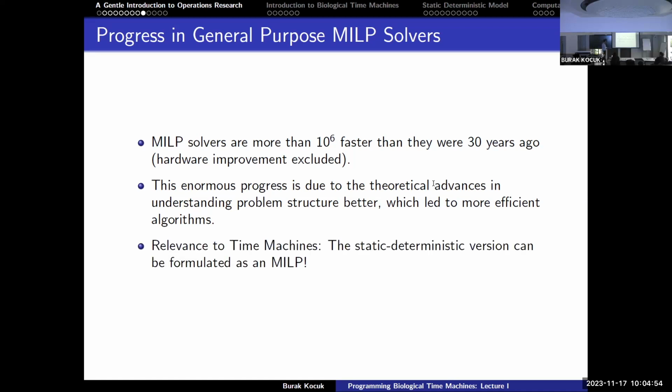What is important to us is that I'll talk about this later on. The static deterministic version of the biological time machine problem can be formulated as a mixed integer problem. So that's why we can take advantage of all these improvements to solve our problem. I think that's really nice. So any questions about this very brief introduction to the optimization process?